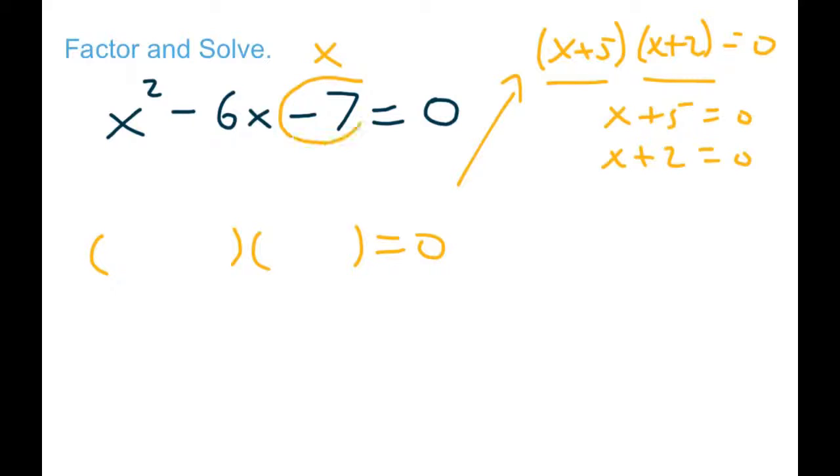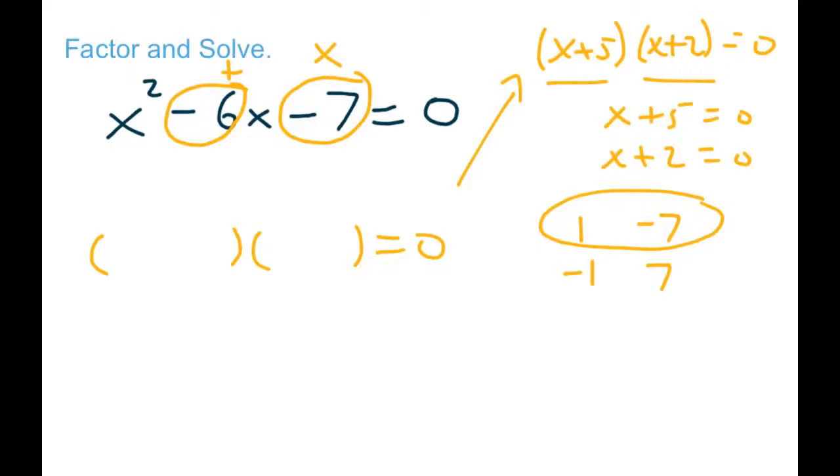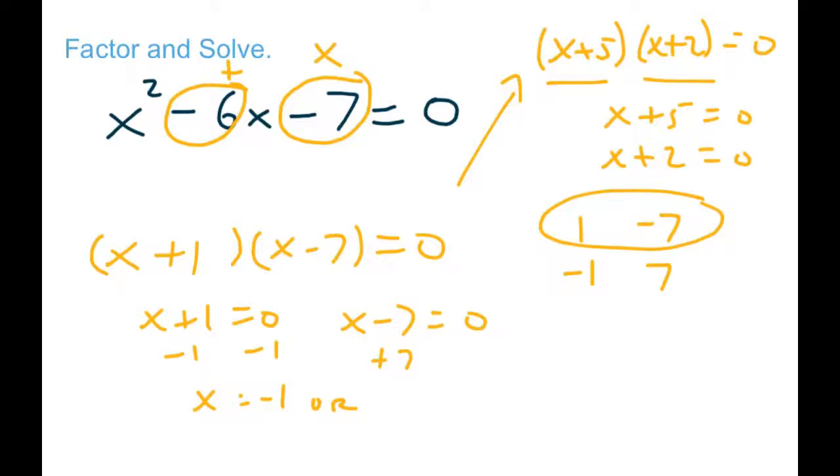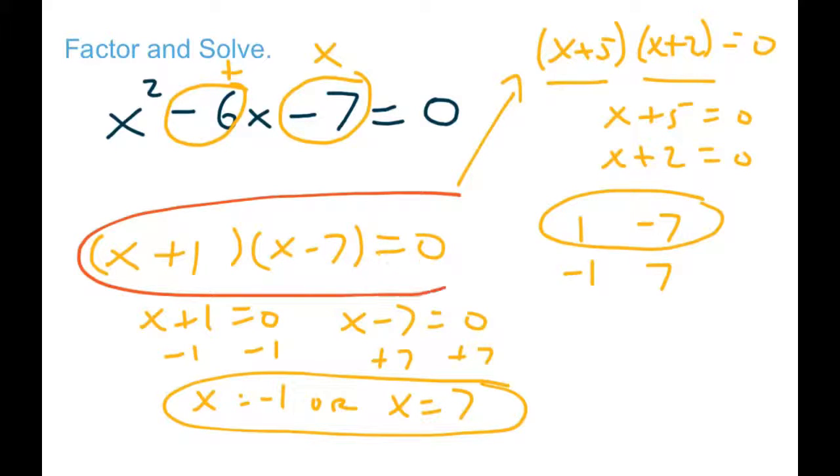So I need two numbers that multiplied equal -7 and add to equal -6. So I could have a +1 and a -7, or a -1 and a +7. They're my only factors of -7. And to get -6, it's got to be a +1 and a -7. So x plus 1 for +1, x minus 7 for -7. Now I'm solving. X plus 1 is going to equal 0, or x minus 7 is going to equal 0. Subtract 1 on both sides, x equals -1, or add 7 on both sides, x equals 7. So I factored my trinomial into two binomials, then I took it the next step and solved. It's a combination of problems we're learning today and we learned previously.